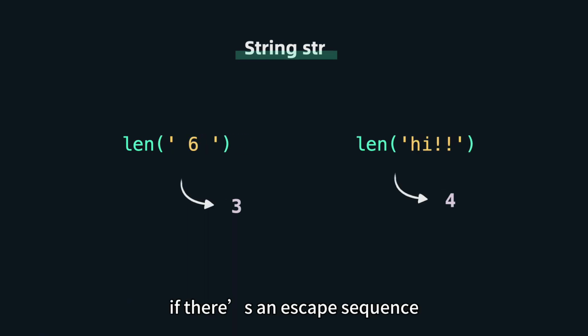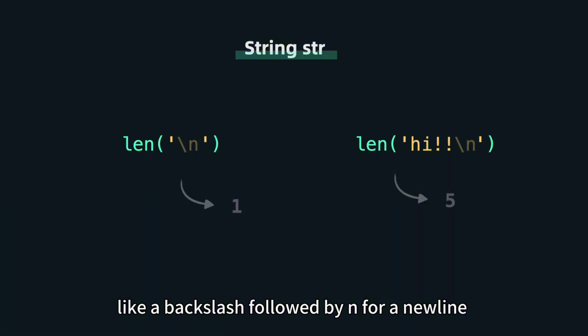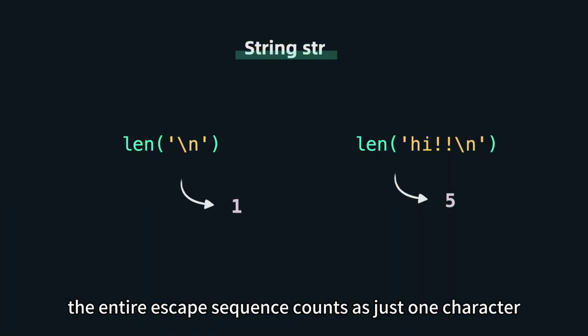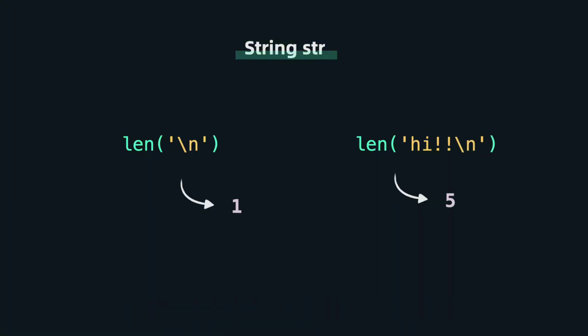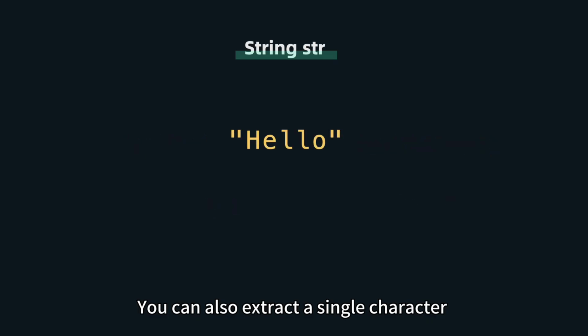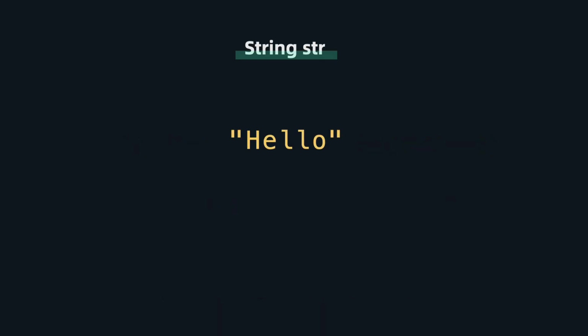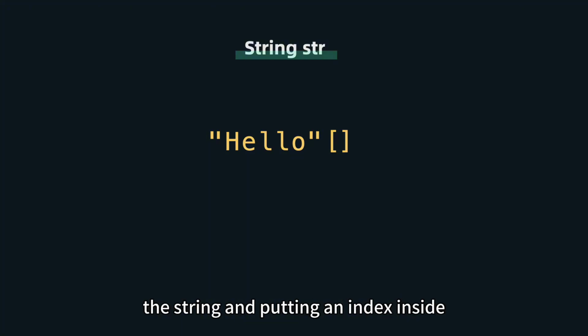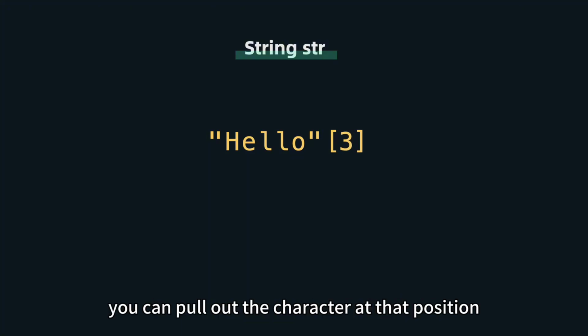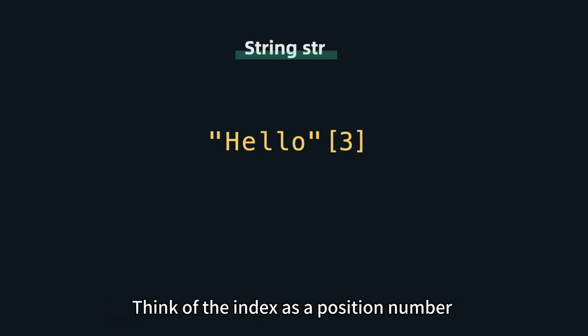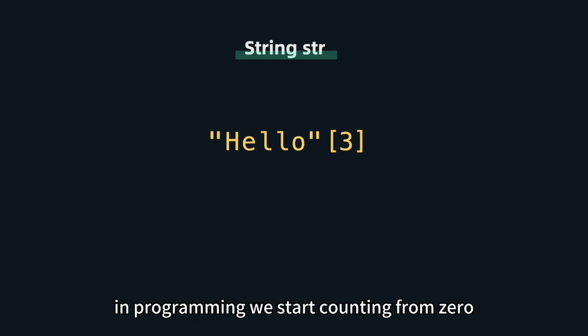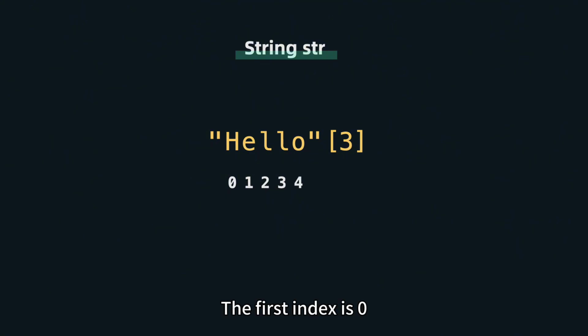But note, if there's an escape sequence, like a backslash followed by n for a new line, the entire escape sequence counts as just one character. You can also extract a single character from a specific position in a string. By placing square brackets after the string and putting an index inside, you can pull out the character at that position. Think of the index as a position number, but unlike in daily life, in programming we start counting from 0. The first index is 0, the second is 1, and so on. So if I want the fourth character, I'd use index 3, which would give me the character L.